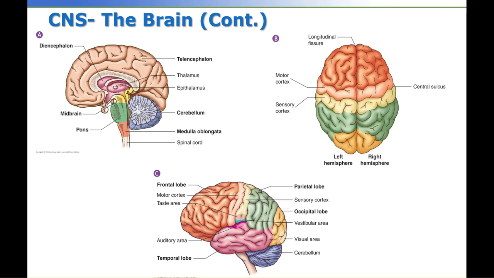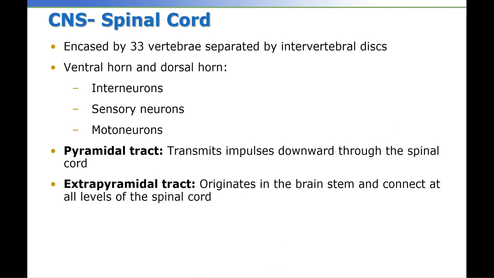Okay. In regards to this, vestibular area, by the way, is spatial orientation or balance, if that term is not familiar to you. CNS or spinal cord encased by 33 separate vertebrae, separated by intervertebral discs. The ventral horn, dorsal horn, which includes the inner neurons, sensory neurons, motor neurons. Pyramidal tract is transmit impulses down through the spinal cord. That basically controls voluntary reflexes.